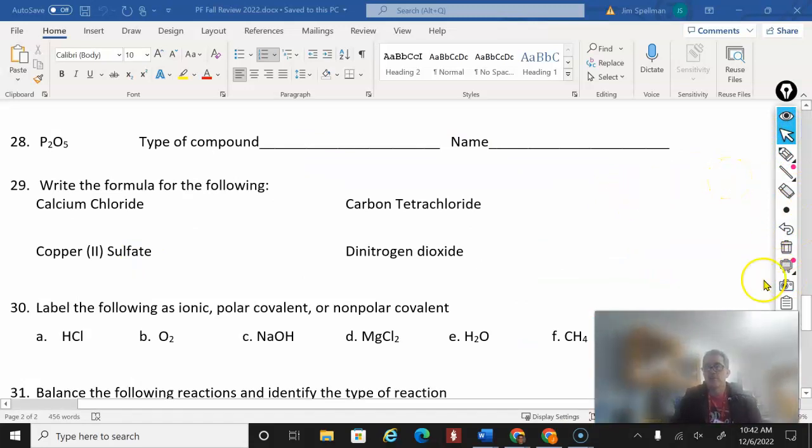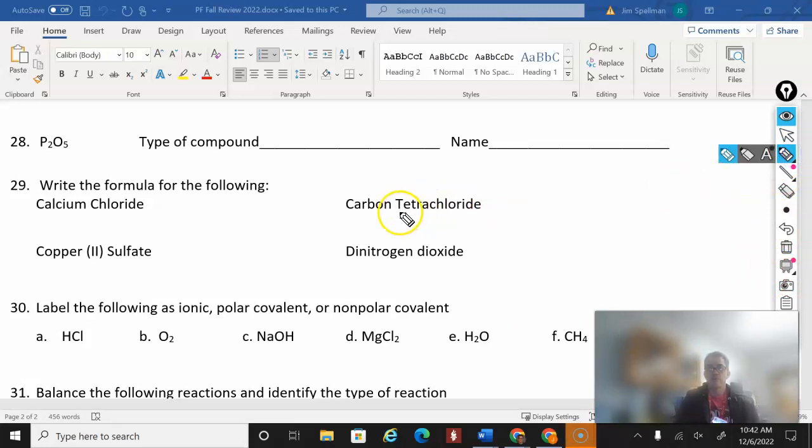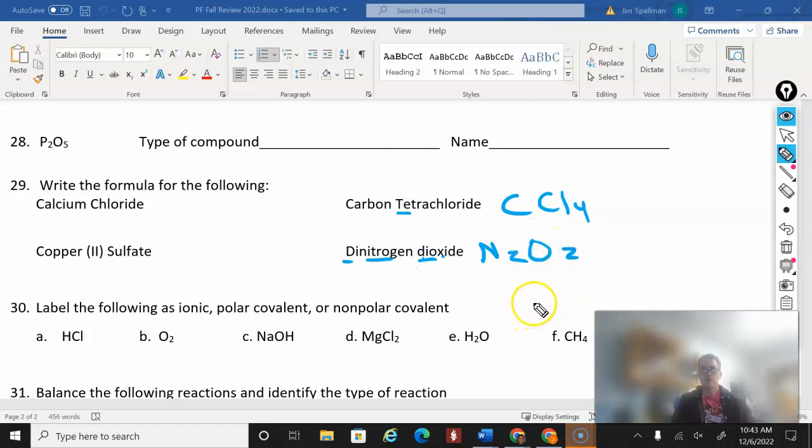If we do the reverse on the ones beneath that, if we do some formulas, again, we don't think, is it ionic or is it covalent? Covalent ones are pretty easy because those are the ones that have the prefixes to them. So I can just start over here. Carbon tetrachloride would be 1 carbon, tetra is 4, chloride is chlorine. Dinitrogen is 2 nitrogens. Dioxide is 2 oxygens.